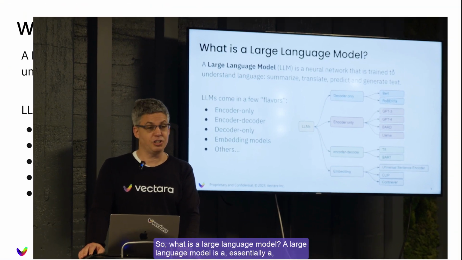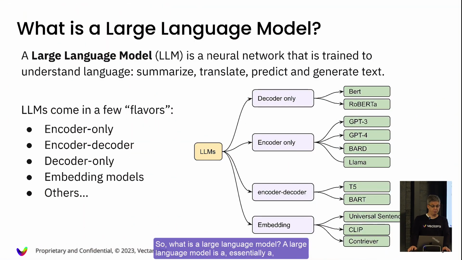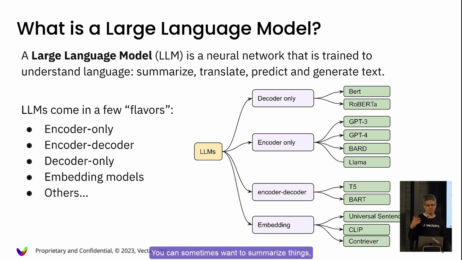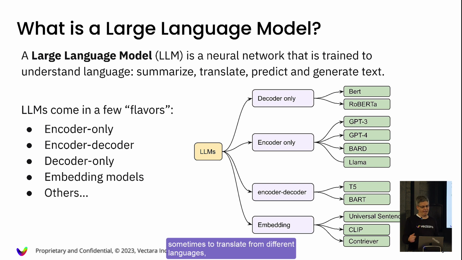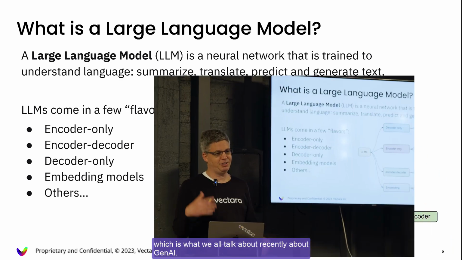So what is a large language model? A large language model is essentially a really big, that's why they call it large, neural network that is trying to understand language. And there's different use cases. You can sometimes want it to summarize things, sometimes to translate from different languages, predicting things about text and generating text, which is what we all talk about recently about Gen AI.